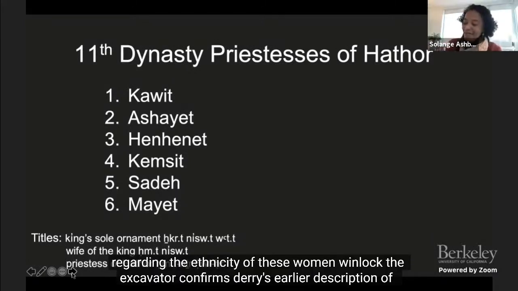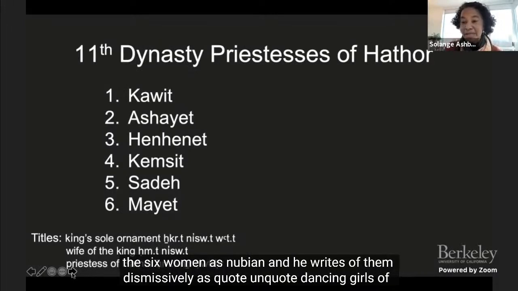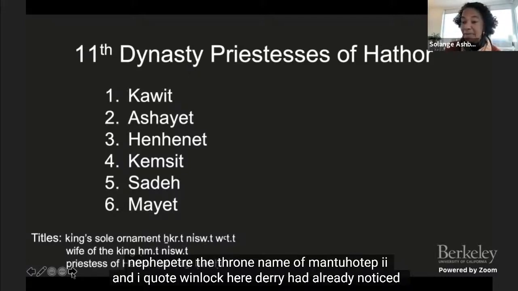Regarding the ethnicity of these women, Winlock, the excavator, confirms Derry's earlier description of the six women as Nubian. And he writes of them dismissively as, quote unquote, dancing girls of Neb-Hepet Re, the throne name of Mentuhotep II. And I quote Winlock here.